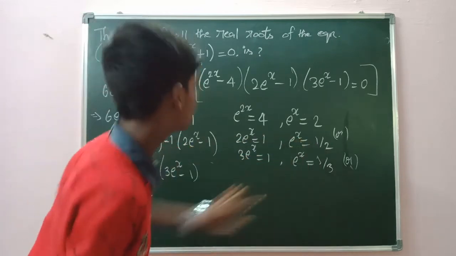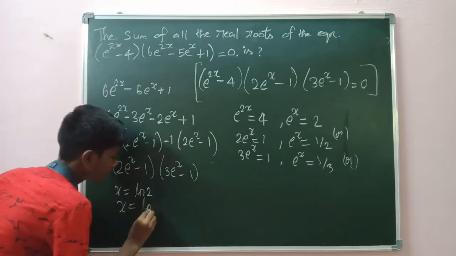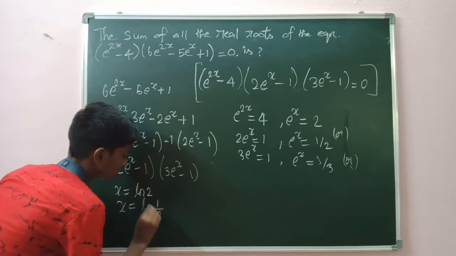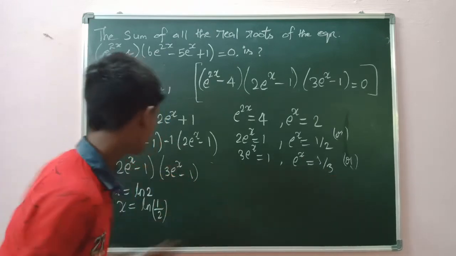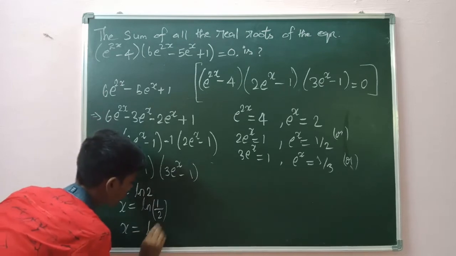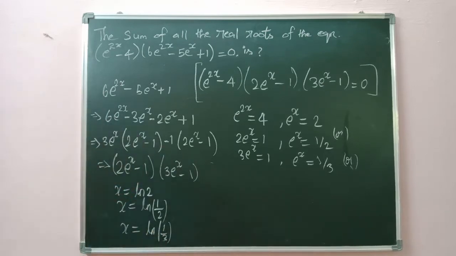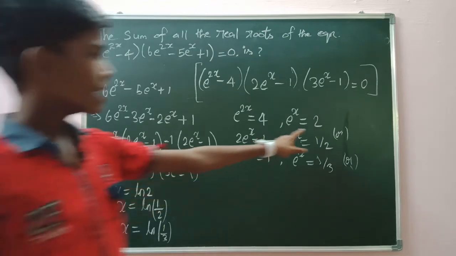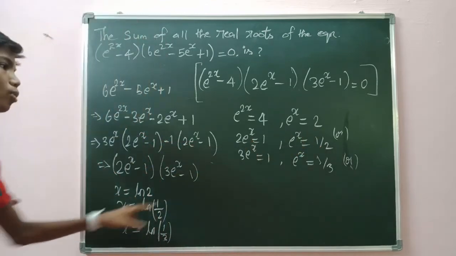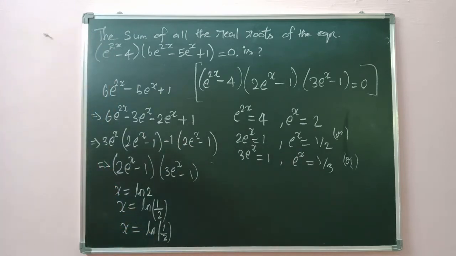Now, if your e power x is 1 by 2, then x will be ln of 1 by 2. Correct, right? Now, if your e power x is 1 by 3, then your x will be what? Ln of 1 by 3. These three values where your x can satisfy. Okay? If your e power x is 2, then your x will be ln of 2. E power x is 1 by 2, ln of 1 by 2. If e power x is 1 by 3, x will be ln of 1 by 3.